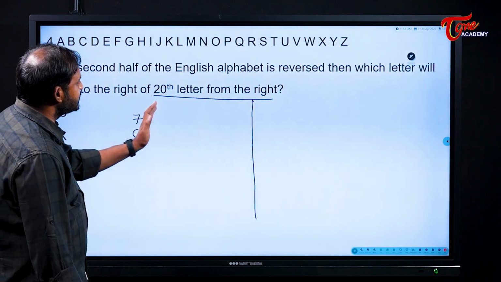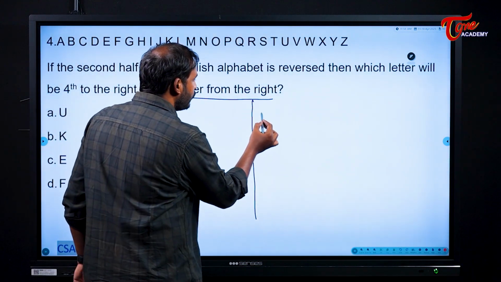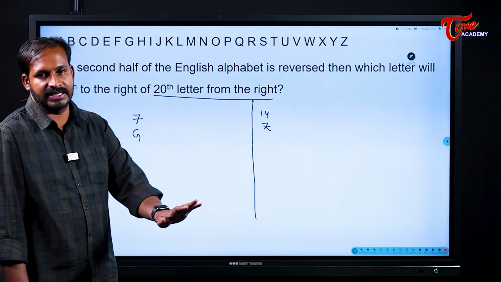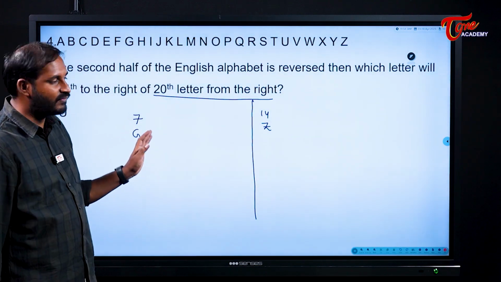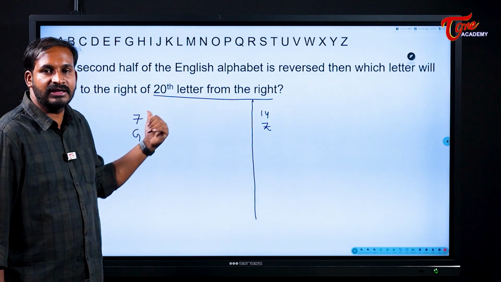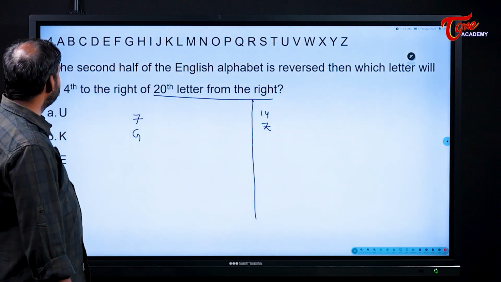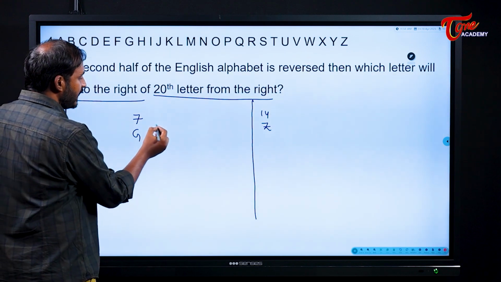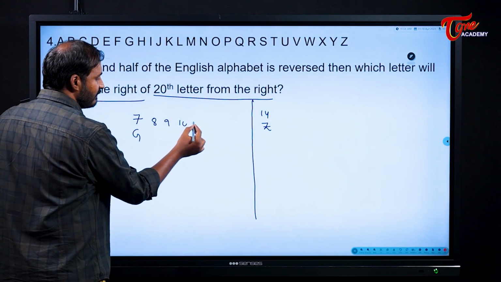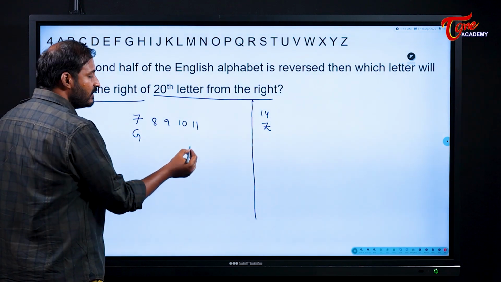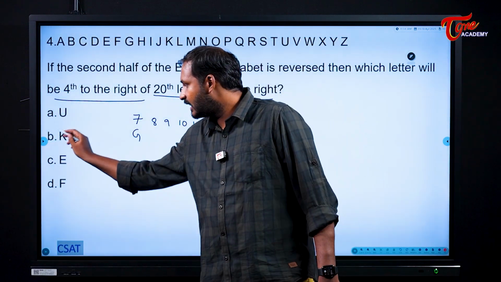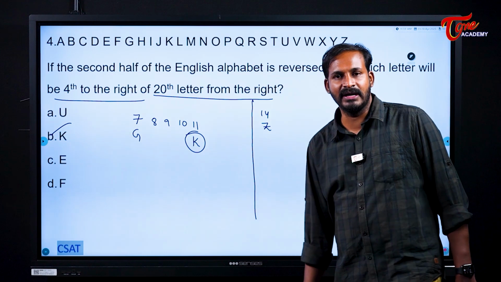Why? Because the second half is reversed. That means the 14th alphabet will become Z. But when it comes to the first half, it remains the same. So what is the 7th alphabet for me? G. This will become the 20th from the right side. Which letter will be the fourth to the right of it? To its right, fourth. So 8, 9, 10 and 11. Plus 4 you can do directly. What is the 11th alphabet for us? K. So K will be our answer here.